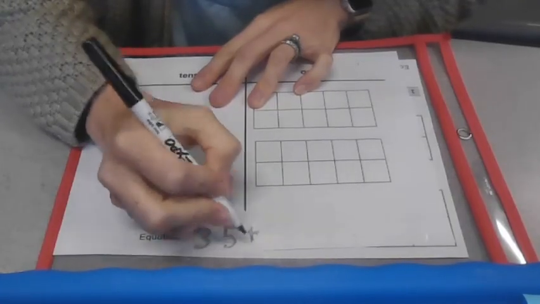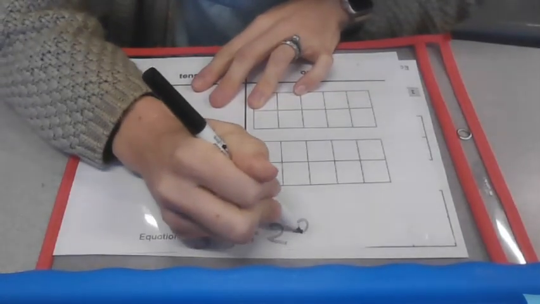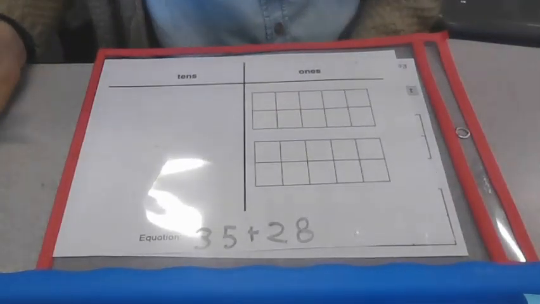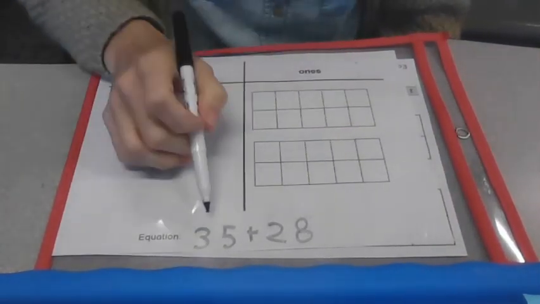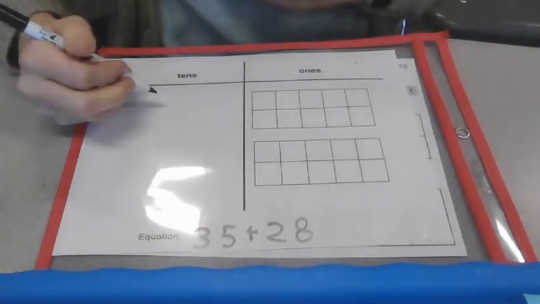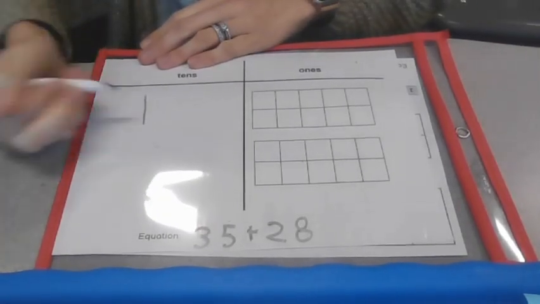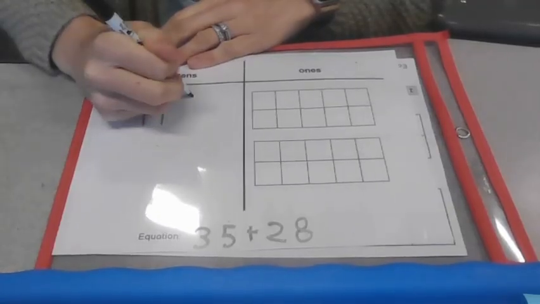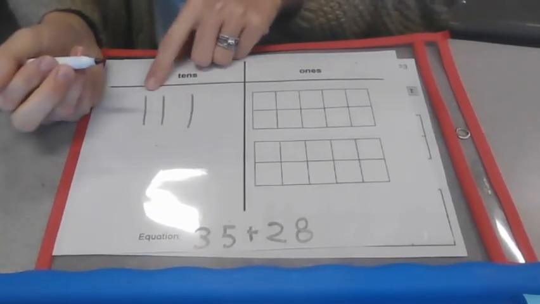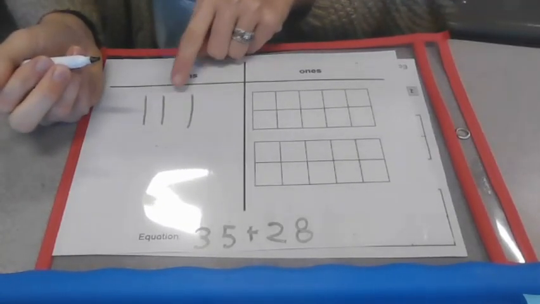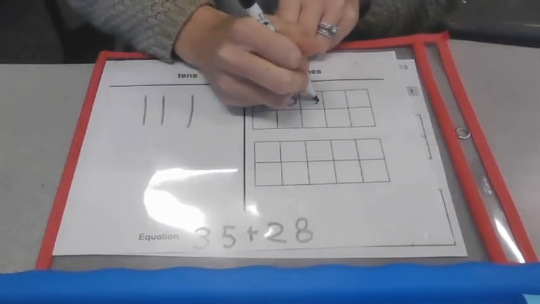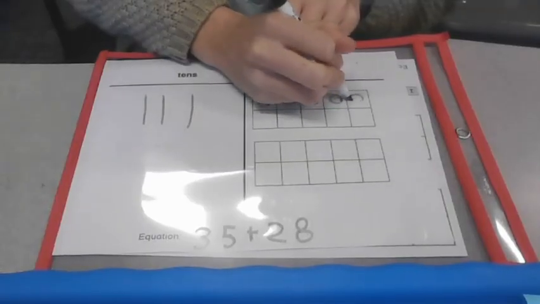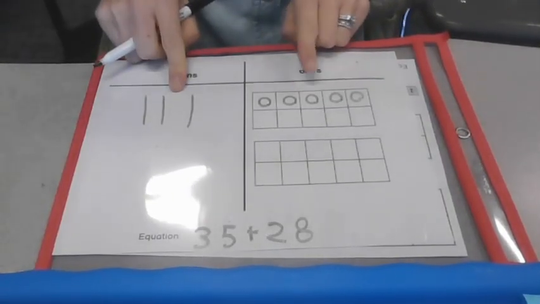35 plus 28. So in second grade, we use place value. So we have tens and we have ones. So if I'm building the number 35, I can show that 35 using tens: 10, 20, 30. So these three sticks represent 10, 20, 30, and 5: 1, 2, 3, 4, 5. So this is the number 35.